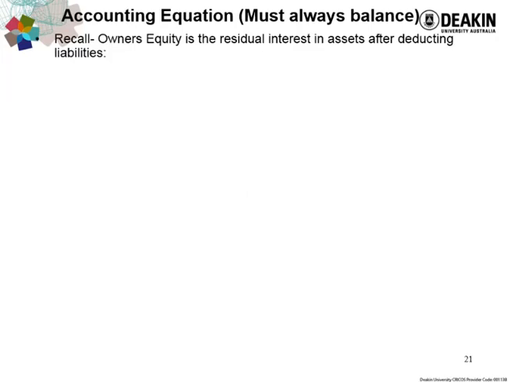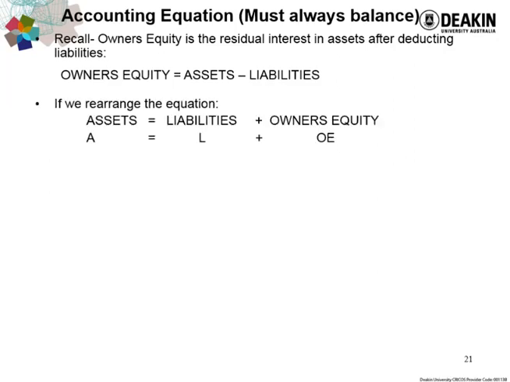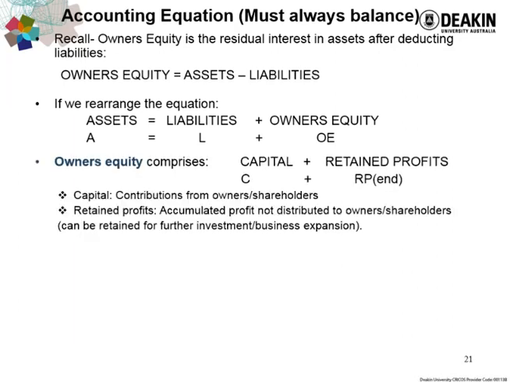Alright, in the next few slides, we will cover the accounting equation. So we'll do a little bit of calculation. Recall that the definition of equity is a residual interest in assets after deducting liabilities. So mathematically, equity equals asset minus liability. If we rearrange the equation, asset equals liabilities plus owner's equity. And owner's equity actually has two main components. First, capital. Second, retained profits.